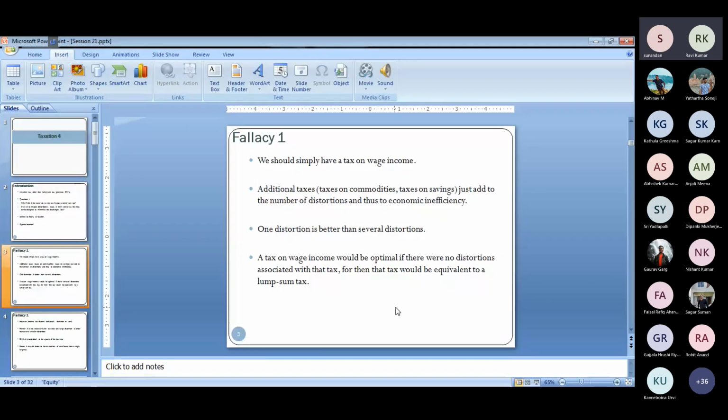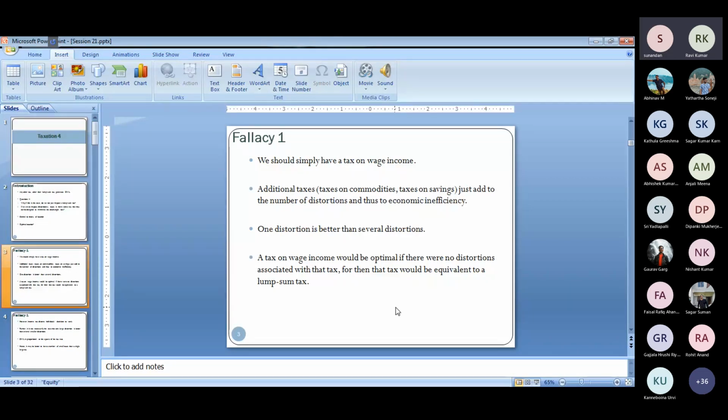Now, there are certain fallacies. Fallacy number one: instead of a number of taxes and hence n number of distortions, it's better to have one distortion. So you remove these additional taxes like taxes on commodities, tax on savings, tax on interest rate earnings. So just simply tax the wage income. Because somehow, if your tax on wage income comes with no distortions, then that will be nothing but an equivalent of lump sum taxation.